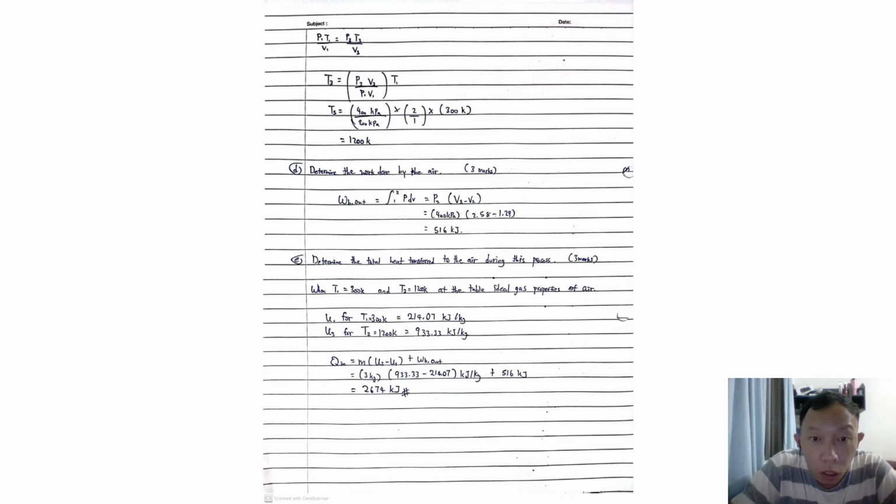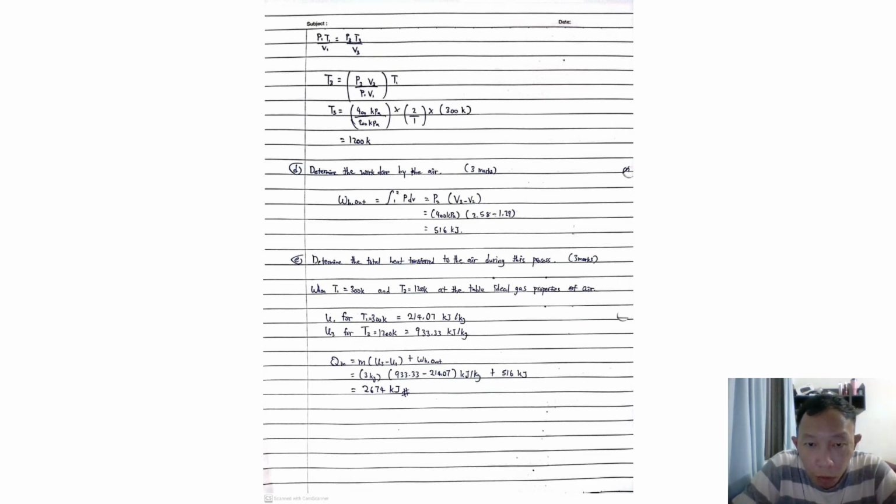For D, determine the work done by the air. W_b,out equals the integral of P dV, which is P3 times the bracket of final volume minus initial volume. P3 is 400 kilopascal, times final volume 2.58 minus initial volume 1.29, and the answer for work done is 516 kilojoule.